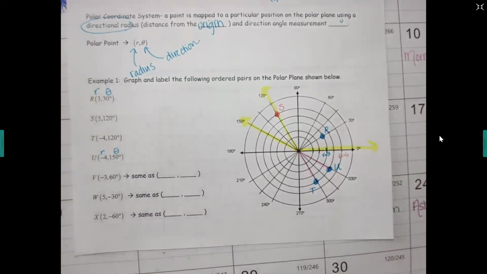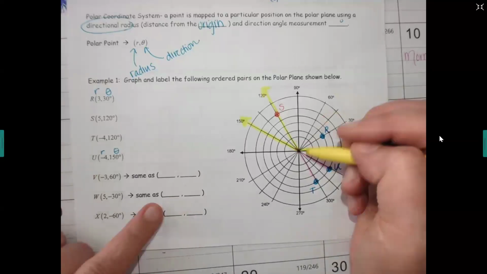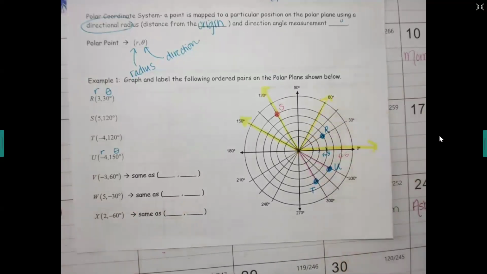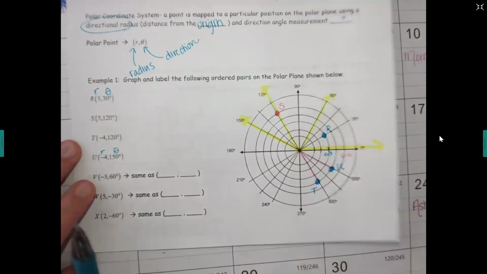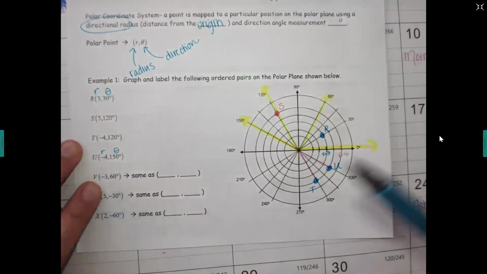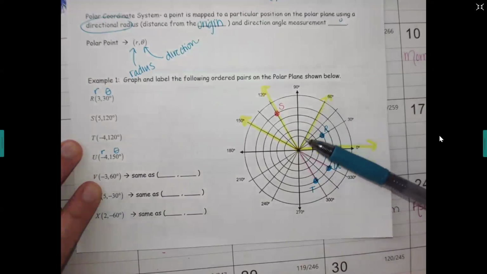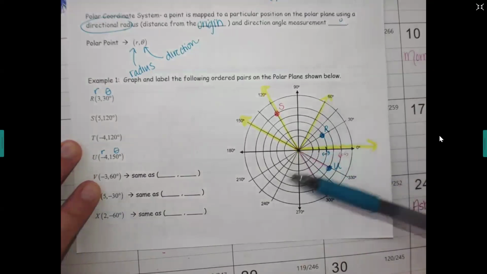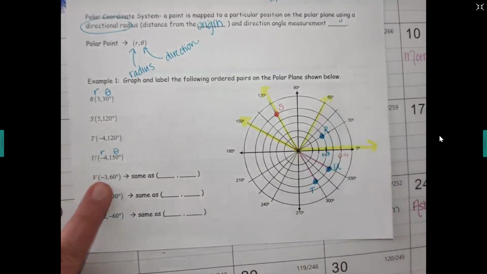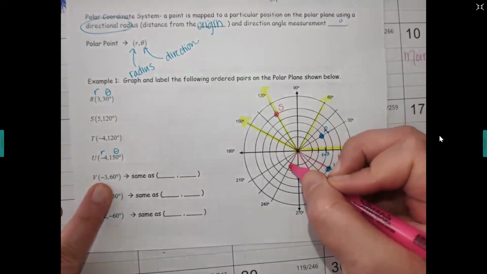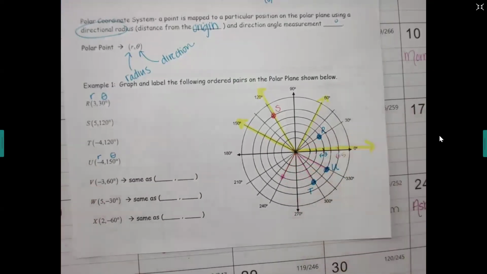Okay, next one says, I want -3, 60. So let's find our 60 degrees. 60 degrees is here. But because my radius or my ring is a -3, instead of going towards the 60, I'm going to trace away from the 60. So I'm going to go back. My ring is -3. So 1, 2, 3 puts me right here.